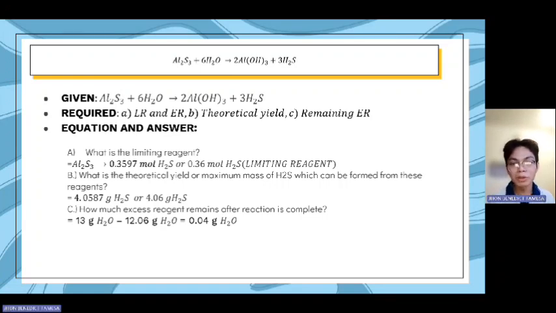So to sum up our answers, first, again, what is the limiting reagent? The limiting reagent is the aluminum sulfide. Then the theoretical yield is 4.06 grams. Then how much excess reagent remains is 0.04 grams of H2O.